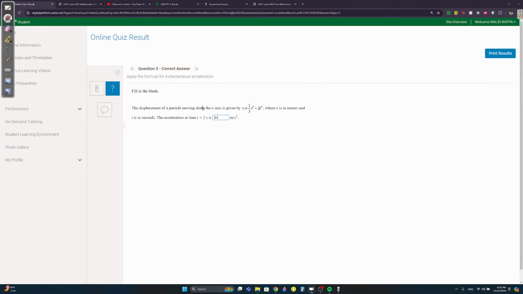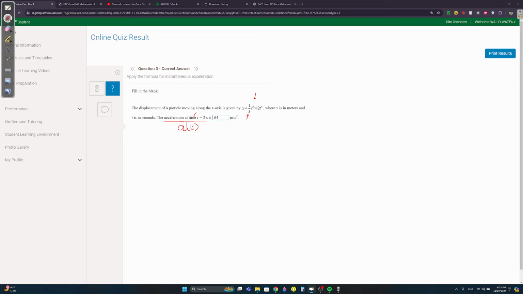Question 3. They gave you the x here. They want the acceleration at time equals 2. So the acceleration at a certain time. We have x. To find a(t), you need to differentiate 2 times, to reach v, then differentiate one more time to reach a.